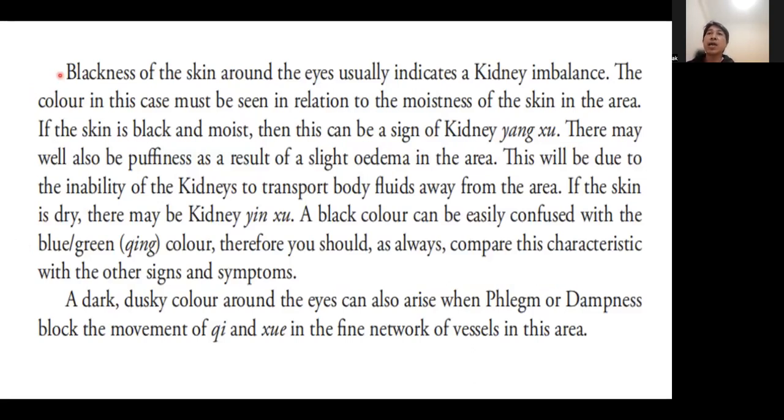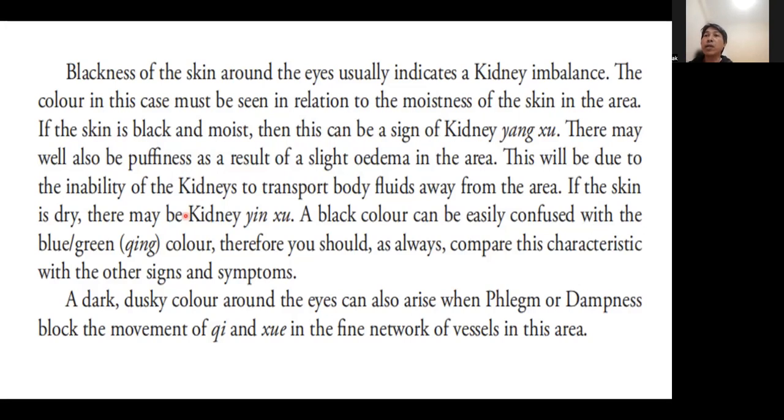Blackness of the skin around the eyes usually indicates a kidney imbalance. The color in this case must be seen in relation to the moistness of the skin in the area. If the skin is black and moist, then this can be a sign of kidney yang xu. There may well also be a puffiness as a result of slight edema in the area. This will be due to the inability of the kidneys to transport body fluids away from the area. If the skin is dry, there may be kidney yin xu.